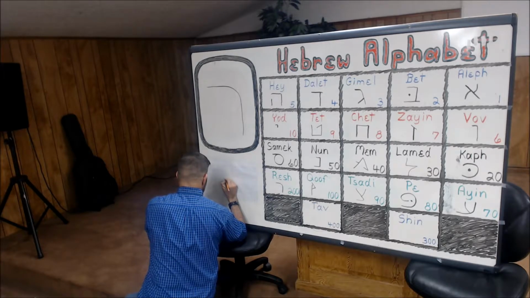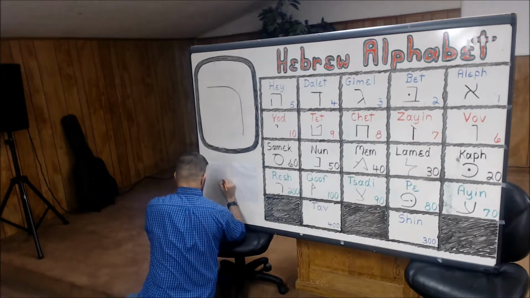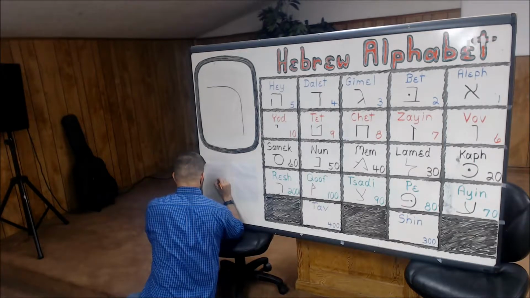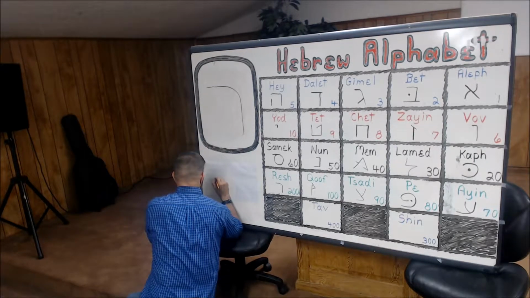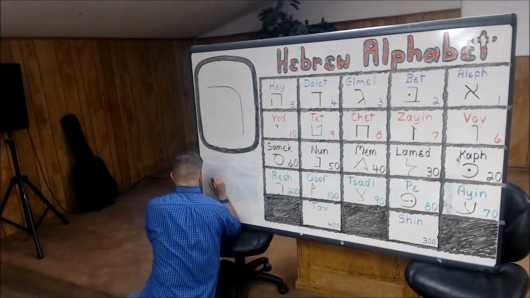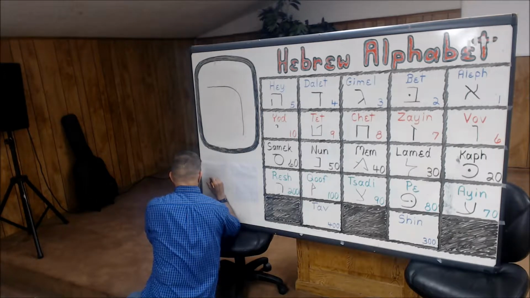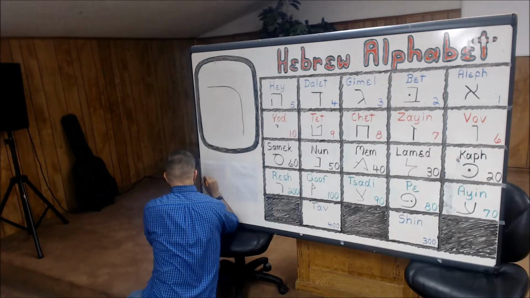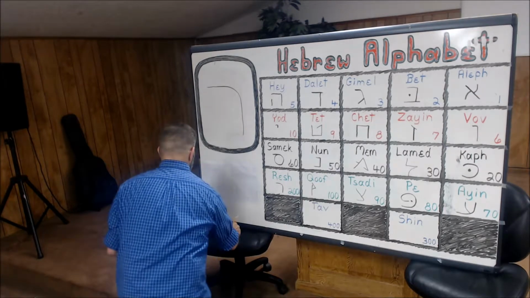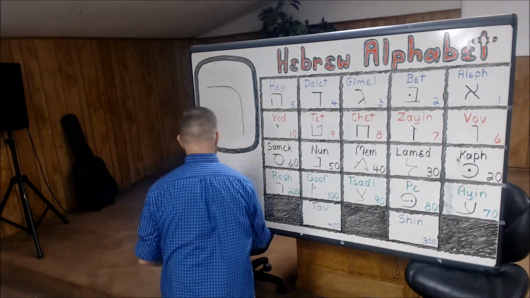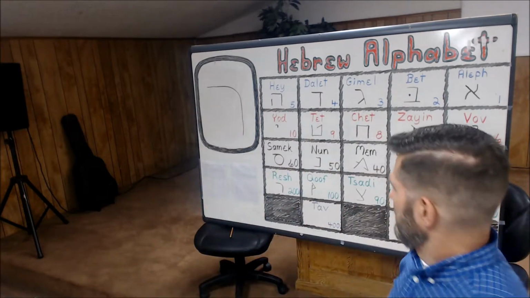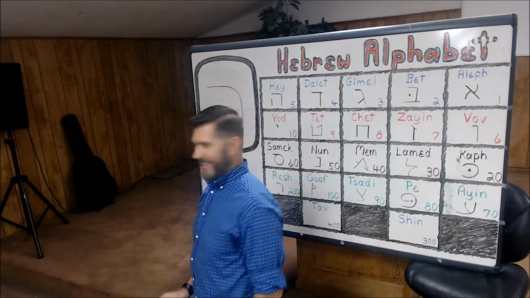The numerical value of Resh is 200. Resh. Go make a corner on it, like I just did. Resh. Everybody got their resh? Yeah. Resh.